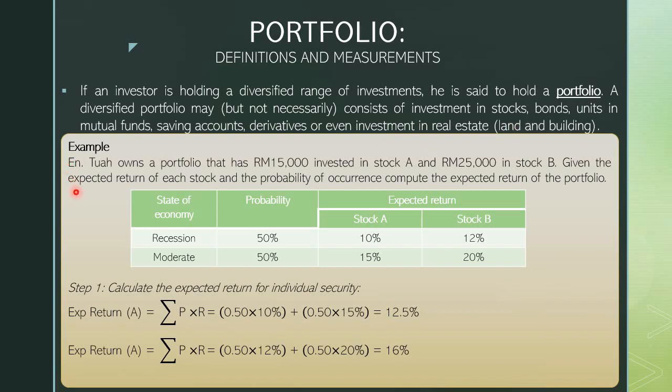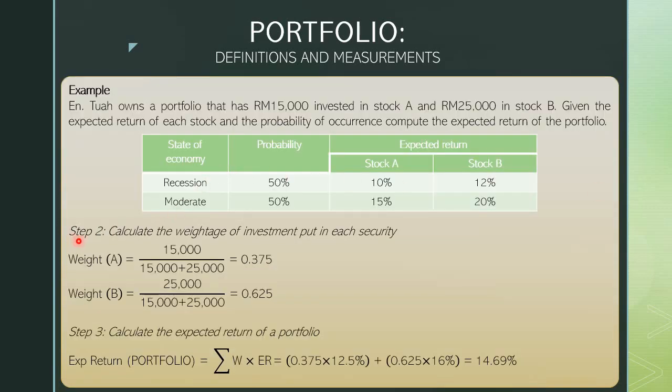So let's look at an example. Encik Tua owns a portfolio that has invested 15,000 in stock A and 25,000 in stock B. They ask you to calculate the portfolio return. Before we can calculate portfolio return, we need to calculate first what is the expected return for stock A and the expected return for stock B. So we go back to the earlier slide where I gave you this formula to calculate the expected return for A and expected return for B. Okay, probability times the return plus probability times the return.